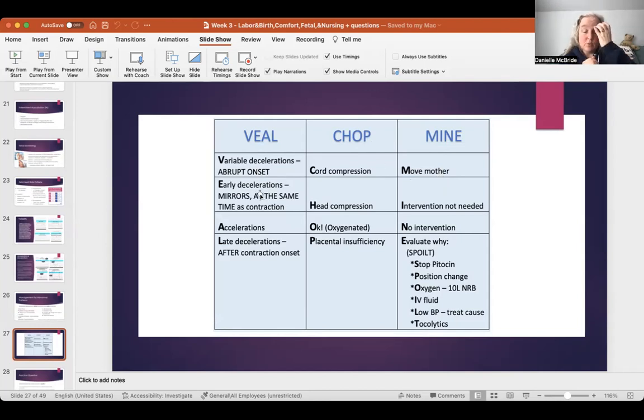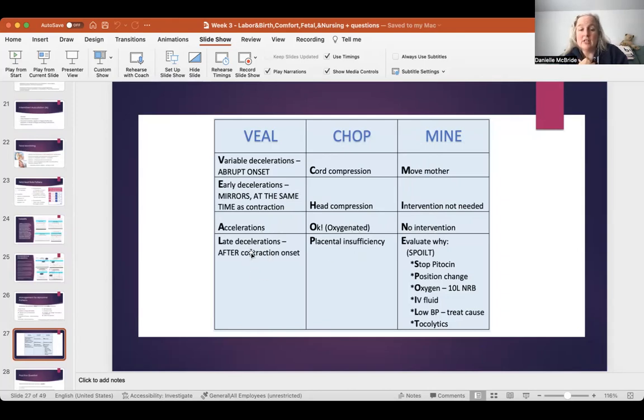Early decelerations, the words that I might see that would remind me that it's early is that it mirrors the contraction or it happens at the same time. And these are caused by head compression. And the I in MINE means intervention's not needed, because this is a sign of progress in our labor. If I have early decelerations, I'm not worried about that. It's not affecting the baby's oxygenation. It's just letting us know that the baby's getting compression on the head and labor is probably progressing. Accelerations are okay. Our baby's well oxygenated, so no intervention is needed.